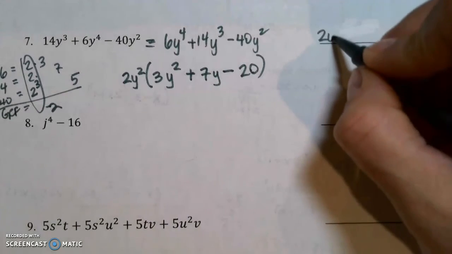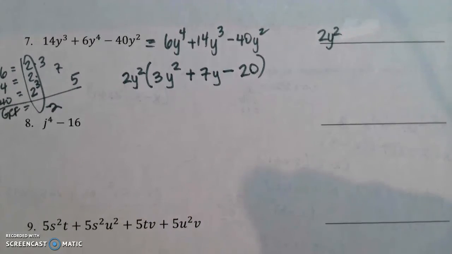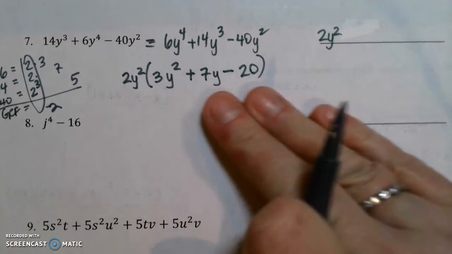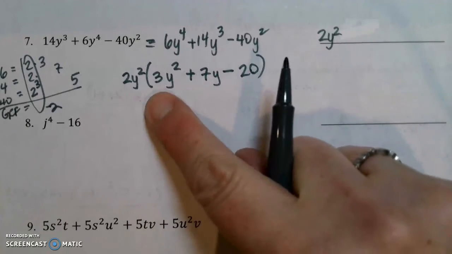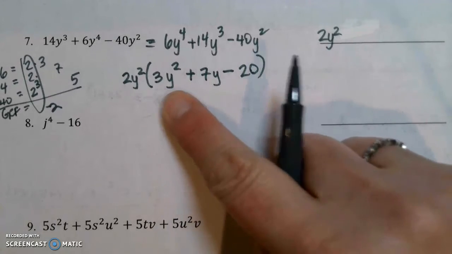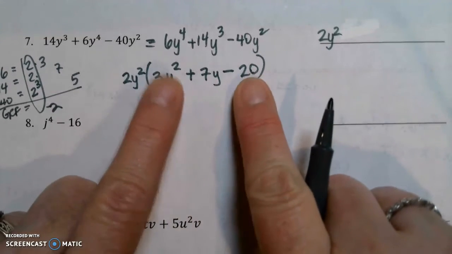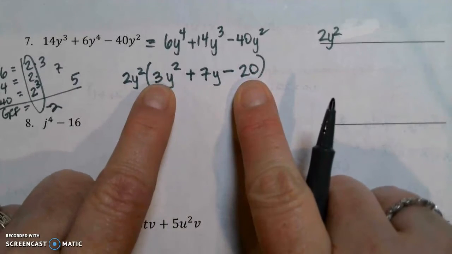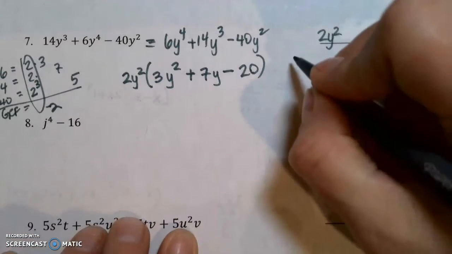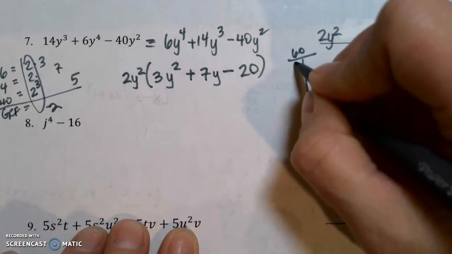And I might go over here and put that 2y squared into my answer blank so I don't forget about that GCF. Because now I need to factor this trinomial. So it is in descending order. I don't have any other greatest common factors. So I'm going to need to look at the AC method. So we're going to be doing the A, which is the 3 times the 20. So we're factoring 60 here.